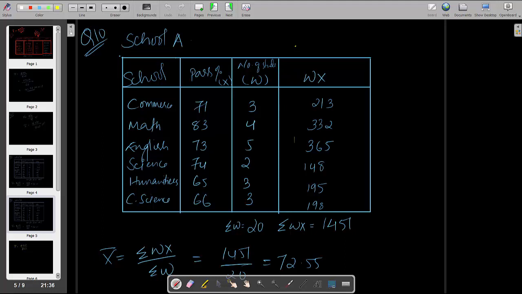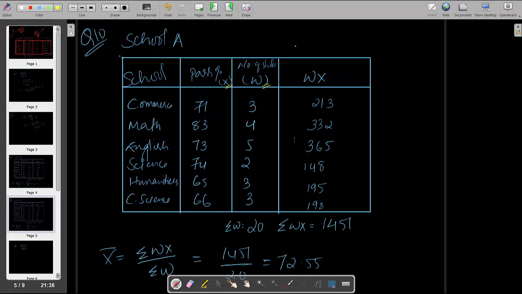Here in school A, we have written down all the subjects, that is commerce, maths, English, science, humanities, and computer science. These are not actually subjects, but this is the course of study. We have a pass percentage of school A: 71, 83, 73, 74, 65, 66. So this is the value of x. Number of students: 3, 4, 5, 2, 3, 3.